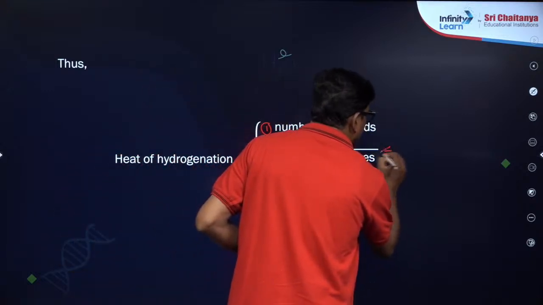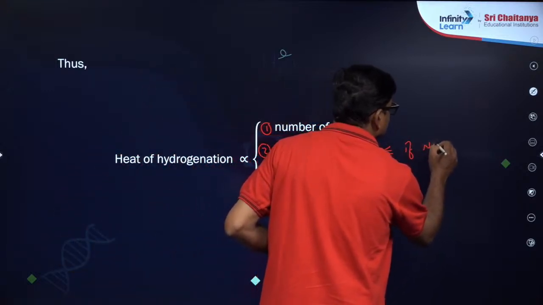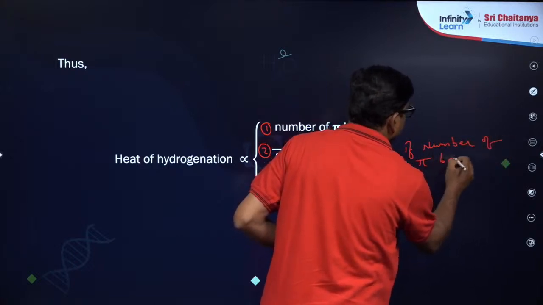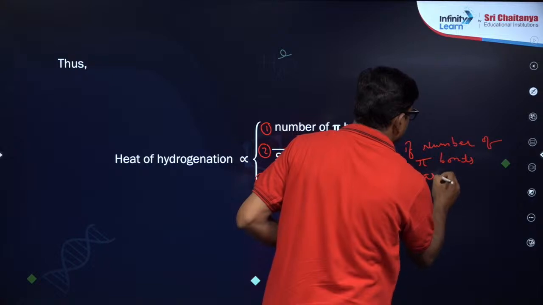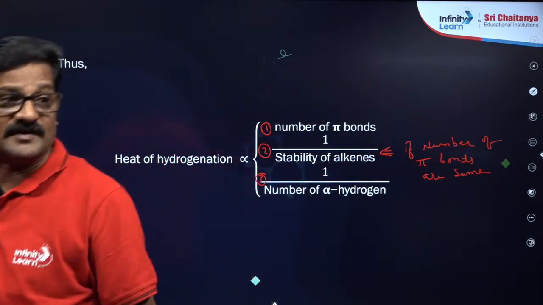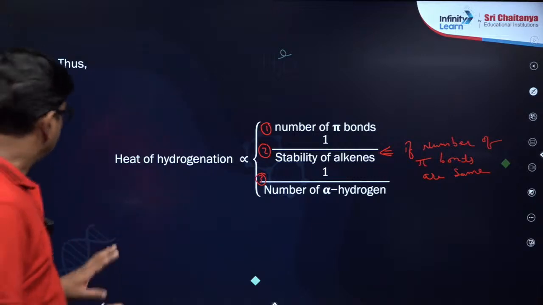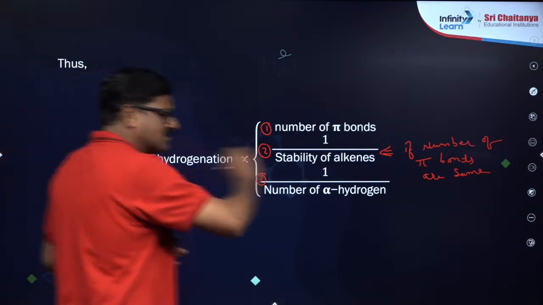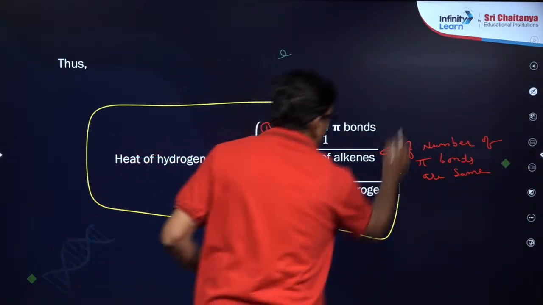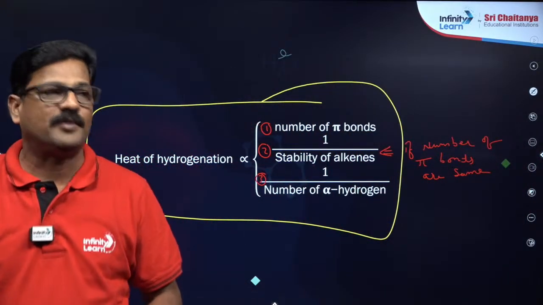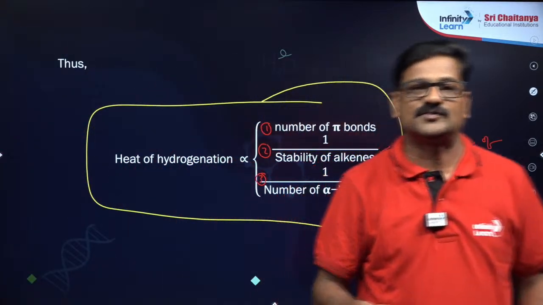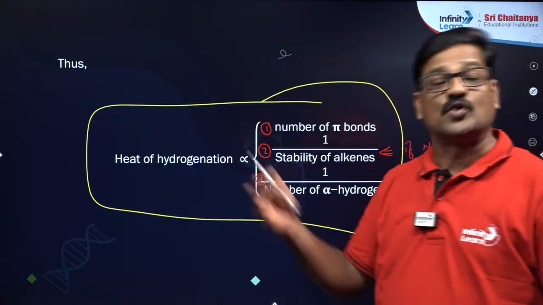So please note here, if number of pi bonds are same, second point इस्तेमाल करना है. ठीक है बेटा? This is a key point. You can answer many questions based on this. Note कर लो बेटा. Very important point. So far, based on this particular key point, so many times, so many examinations, so many questions are coming.